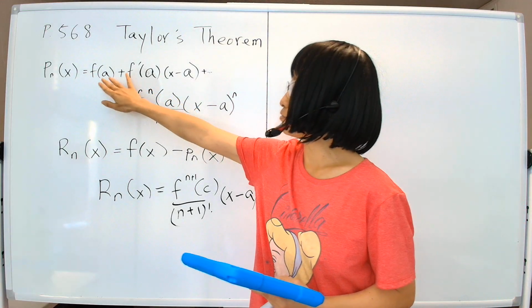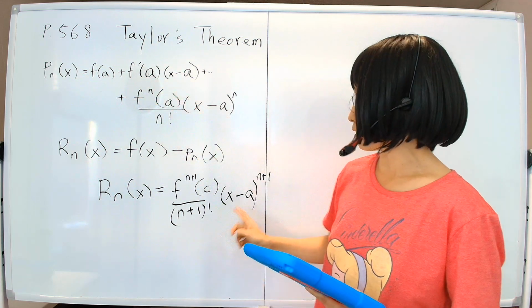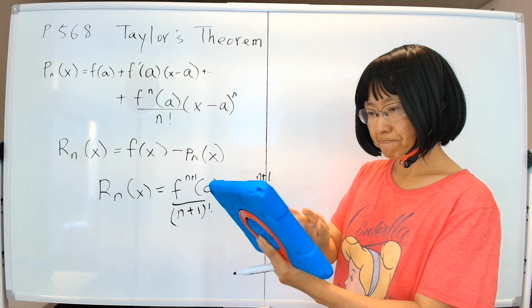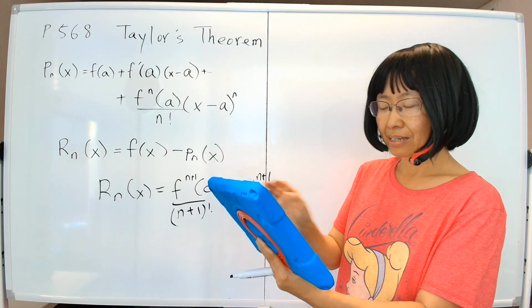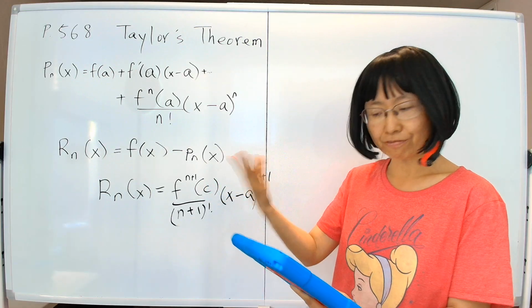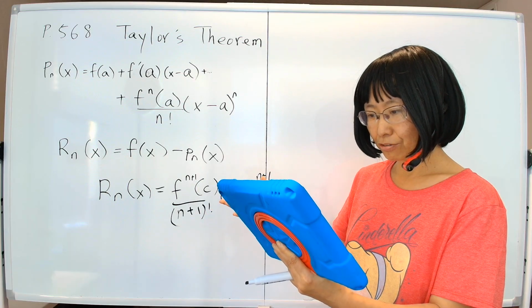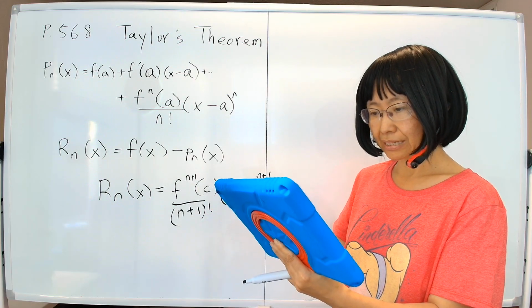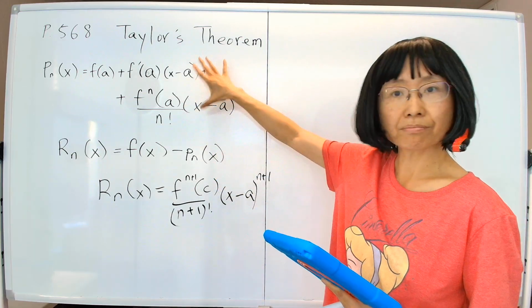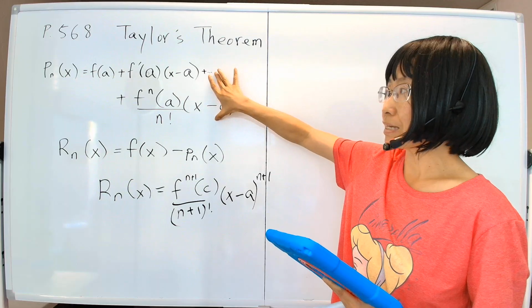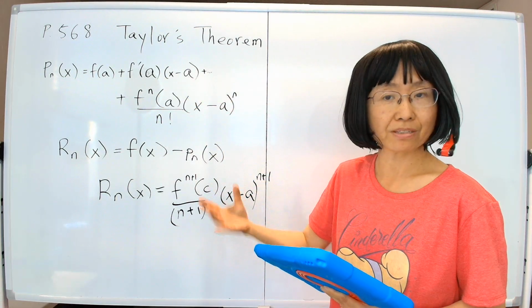Well, for this theorem to make sense, of course, f has to be differentiable all the way up to n plus 1. Let's see, I should probably read what it has to be differentiable over. Yeah, the condition is that f has to be differentiable n plus 1 times on an interval, and that's about it. Because right now we're only talking about the finite Pn of x, which is the finite number of terms. We're not talking about the infinite series.